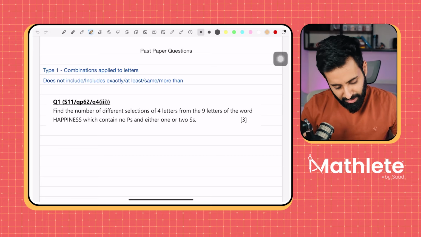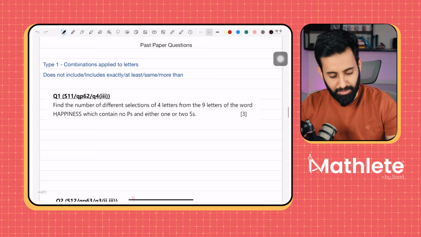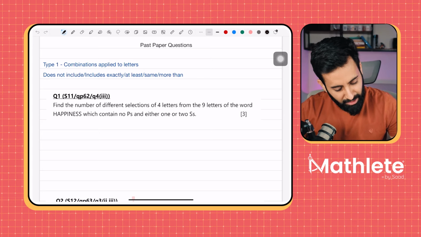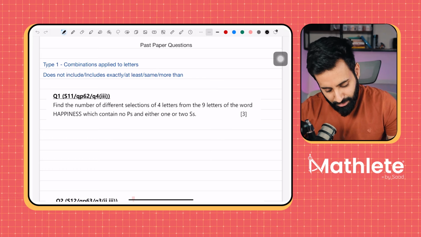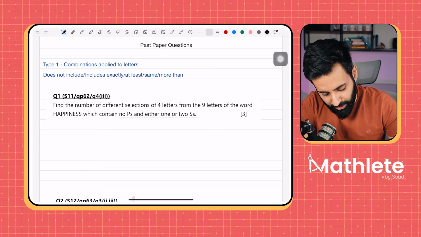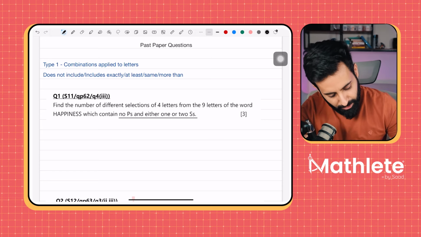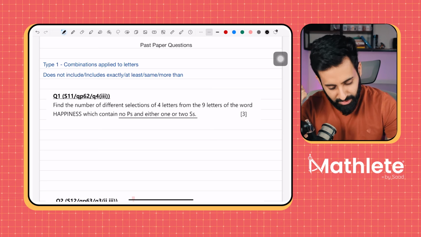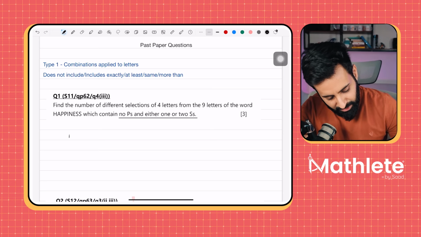So here is a question from a past paper. I'm going to solve 5-6 past paper questions so that you can understand the concept, inshallah. Find the number of different selections of 4 letters from the 9 letters of the word HAPPINESS which contain no P's, and either 1 or 2 S's. Notice we have altogether 2 S's. When solving questions like these, I always encourage students to write down the word before you start.